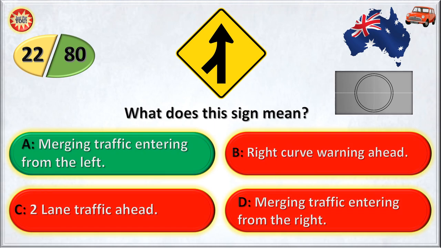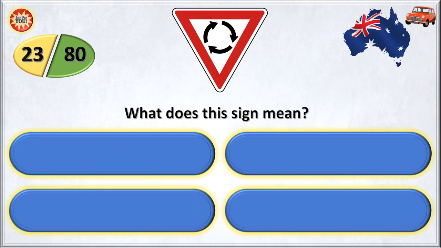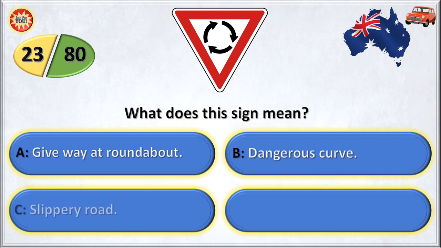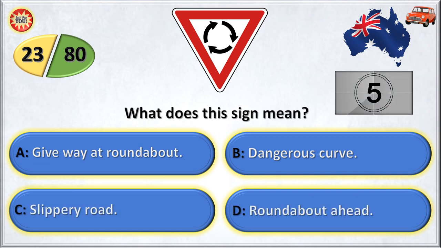Merging traffic entering from the left. What does this sign mean? Give way at roundabout. Dangerous curve. Slippery road. Roundabout ahead. Give way at roundabout.